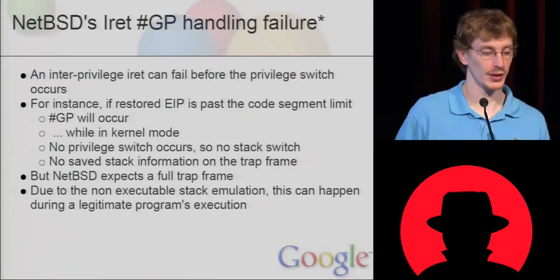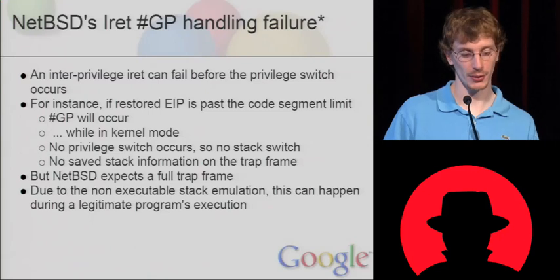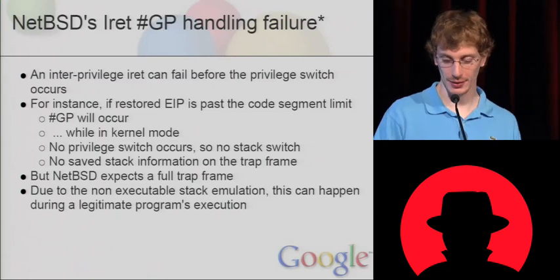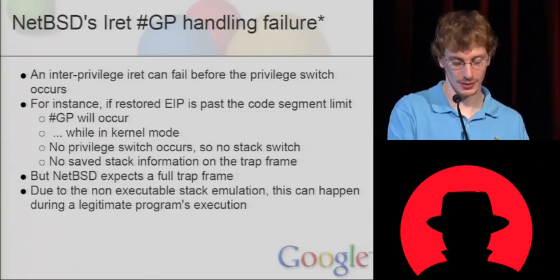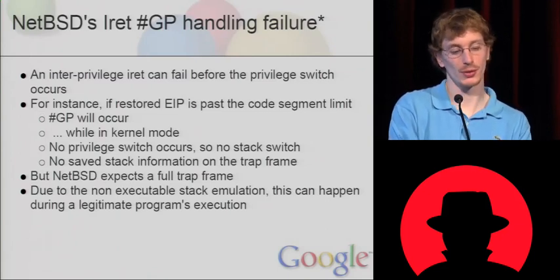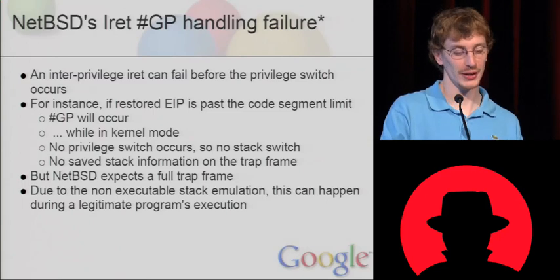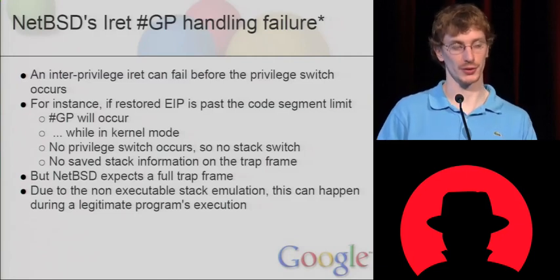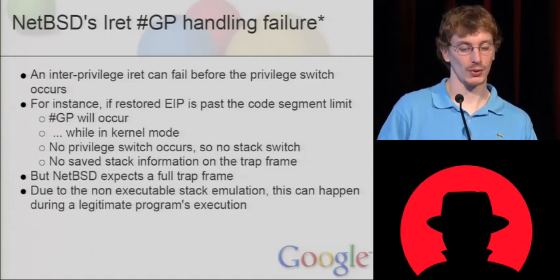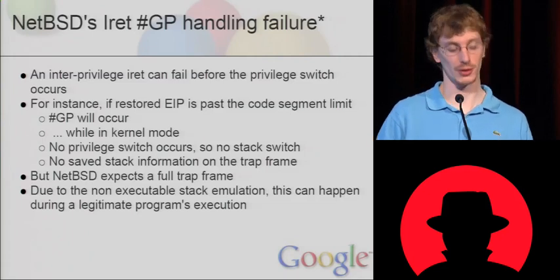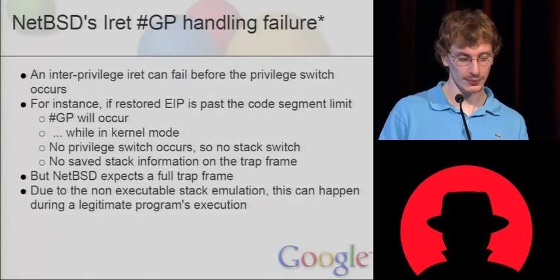So this bug is in NetBSD. It's the only NetBSD bug we are talking about today, but we really love this bug. Actually, investigating this bug took me more time than for a lot of other bugs we're talking about today. It was really nice. So we found out, well, it's documented in the Intel manuals, but it's not very easy to find, that an inter-privileged IRET can fail before the privilege switch occurs. What we called the commit point is where the privilege switch occurs. So we said IRET can fail pre-commit.